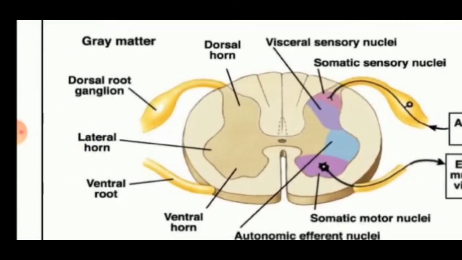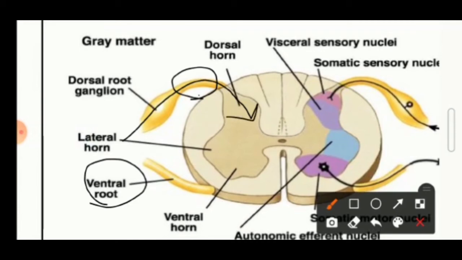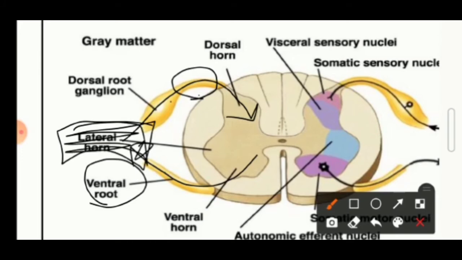Another thing shown in here in the diagram is the dorsal root and ventral root. The dorsal root is the gateway to the spinal cord for a sensory neuron, while the ventral root is the gateway outside the central nervous system, or outside the spinal cord, for a motor neuron. Actually, these roots connect in here to form a spinal nerve, which has both sensory and motor.